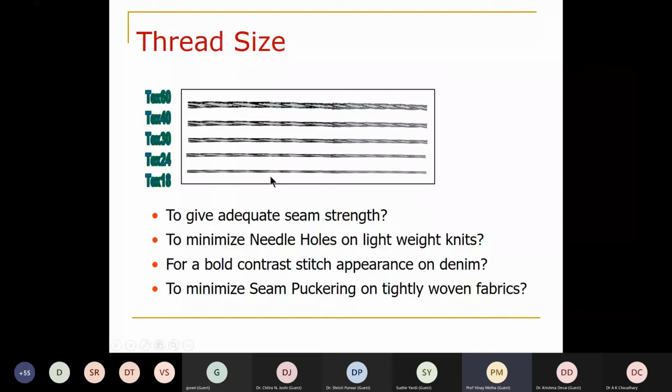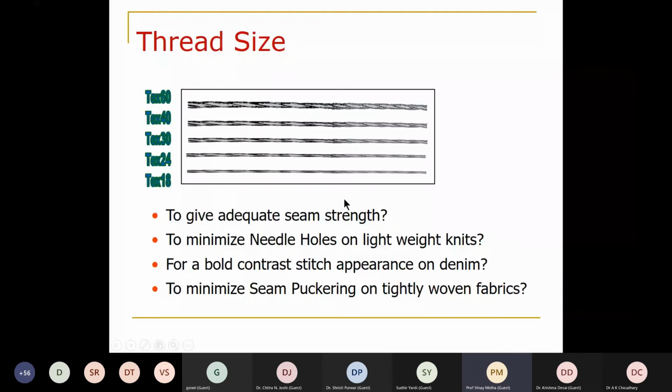Then for a bold contrast stitch appearance on denim fabric also, sometimes we select a particular tex of the thread to give this appearance, and then to minimize the seam puckering on tightly woven fabrics. So accordingly the thread size is to be selected.